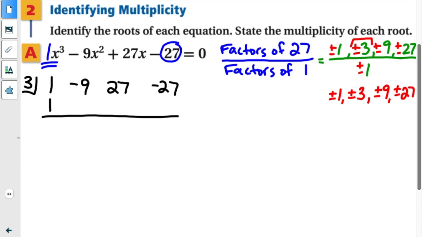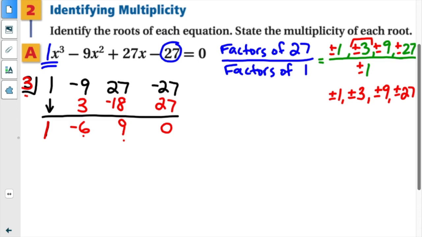So remember, we always bring down that first number, that 1. Now we're going to check. 3 times 1 is 3. Negative 9 plus 3 is negative 6. 3 times negative 6 is negative 18. 27 minus 18 is 9. And then 3 times 9 gives us 27. Negative 27 plus 27 is 0. So we know that 3 is a factor.